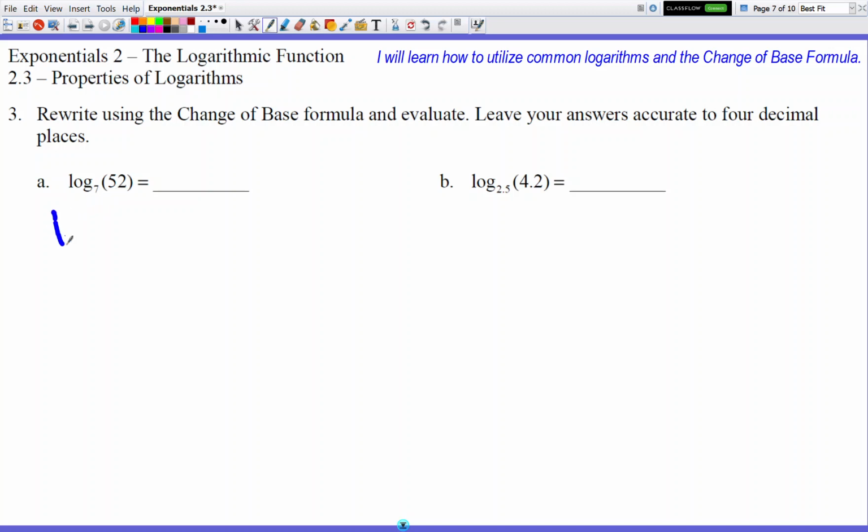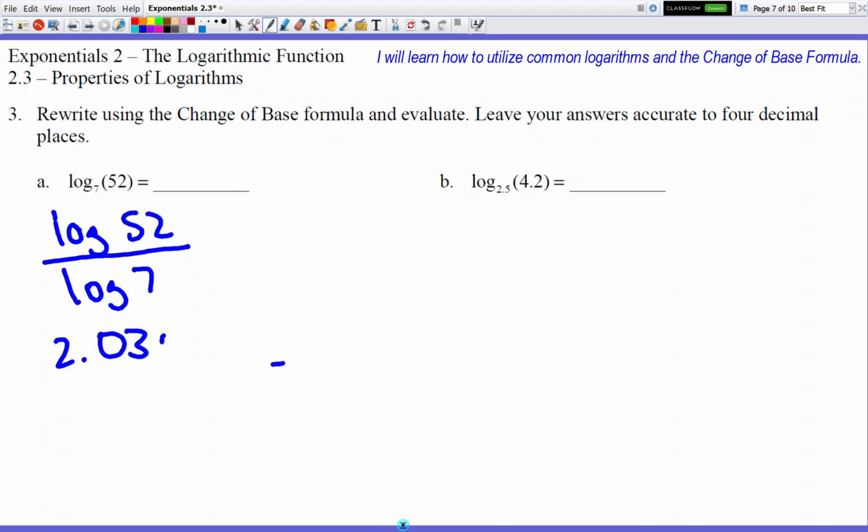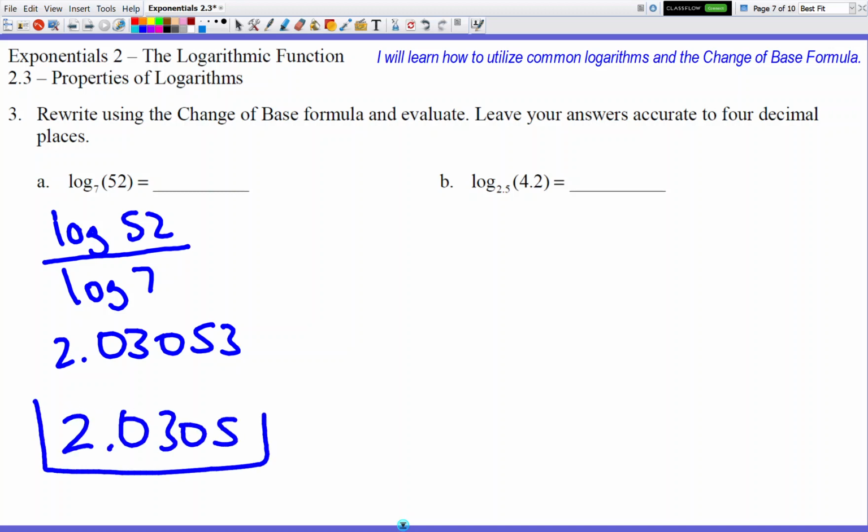Okay, so how do I set this up? Well, I go log of 52. You can put parentheses or not, doesn't matter. Divided by log 7. And when you punch it into your calculator, you're going to get 2.03053. Okay, so your instructions say round to how many decimals? It says round to 4 decimals. So I wrote 5. So why did I write 5 when it says round to 4? Well, the 5th decimal, 3, tells me what to do to the last digit. Do I stay at 5 or do I become a 6? Well, the 3 says stay at 5. So your final answer is 2.0305.